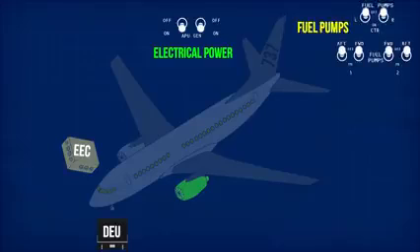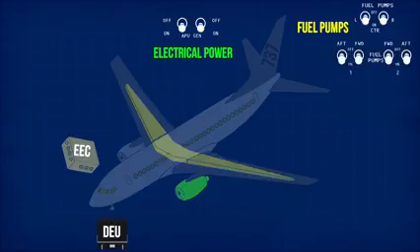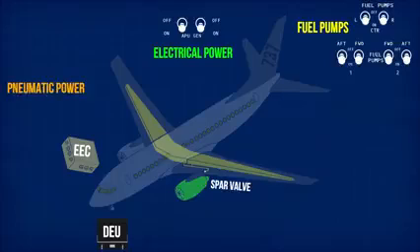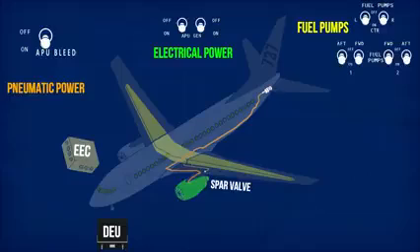Fuel pumps of the aircraft have to be turned on. This transfers low-pressure fuel from the fuel tanks to the engine spar valve. In order to crank the engine, pneumatic power is required. Three sources of pneumatic power can be used: by connecting an external jet starter unit, from the other engine if it's running, or from the APU, which is the standard practice.